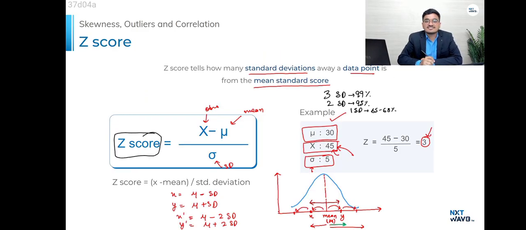Then we talked about z-score, which helps us to identify how many standard deviations away I should move to get a certain observation in my data, right?